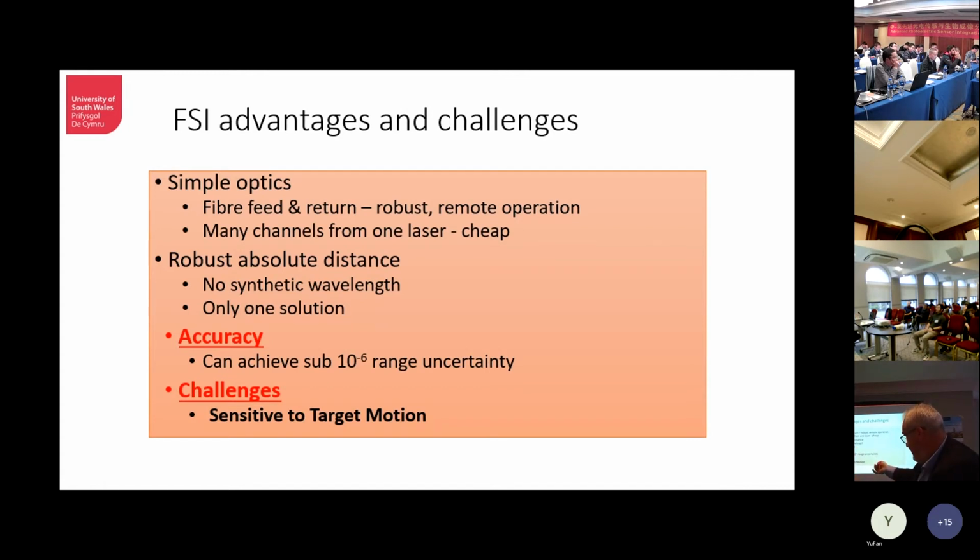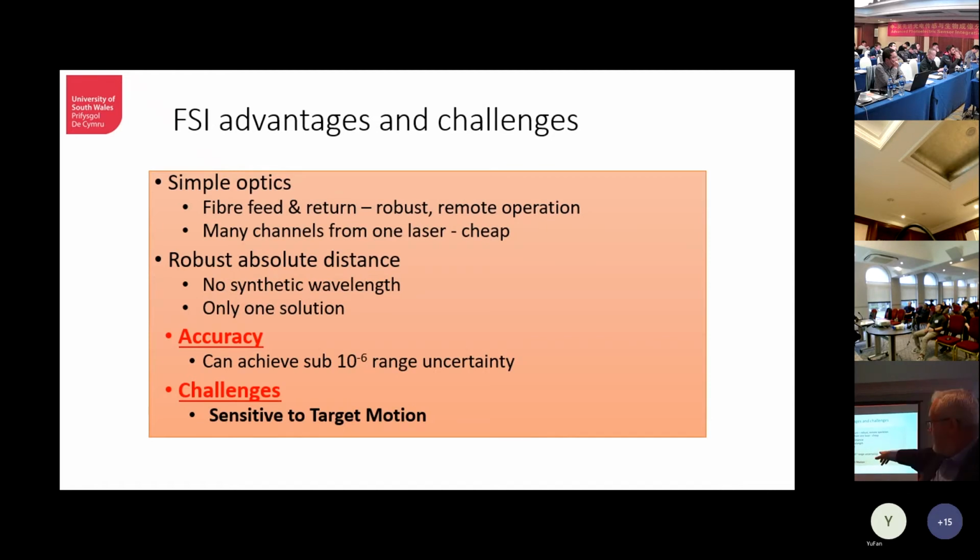There's no synthetic wavelength. The accuracy on these systems, you might find the fringe counting technique gets you to 1 part in a billion, but for most of these applications for Boeing, they're really looking at about 1 micron in a meter. So that's 1 ppm, which is where they like to be. So this technology can achieve that.